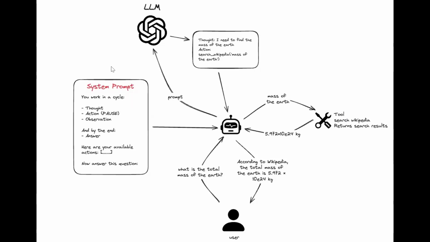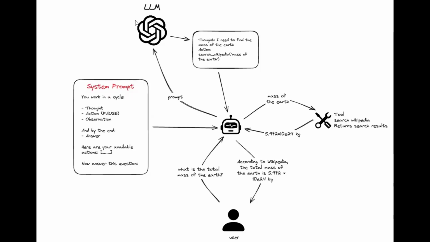Okay. So we build a system prompt. We say that you work in a cycle and you have to think, you have to take action, you have to do observation, and in the end, you have to give the answer. And these tools are available with you. Now answer this question. So when we ask a question like, what is the total mass of the Earth? What will happen? Along with the user question and the prompt, everything will go to the large language model.